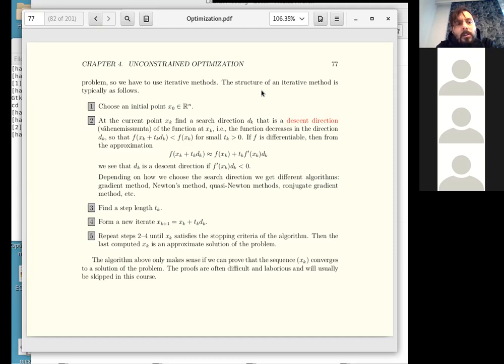The initial point selection, we don't focus too much on that. There are issues there, and we will look at problems that arise when you choose a bad initial point. But other than that, initial point selection is often something that we omit.